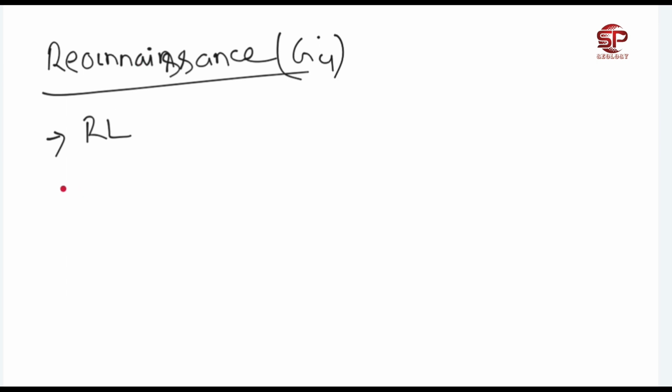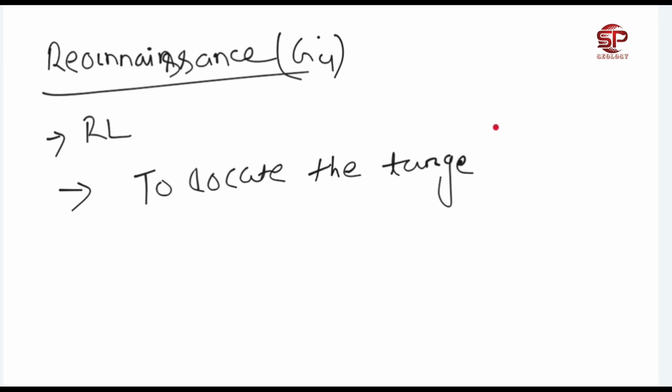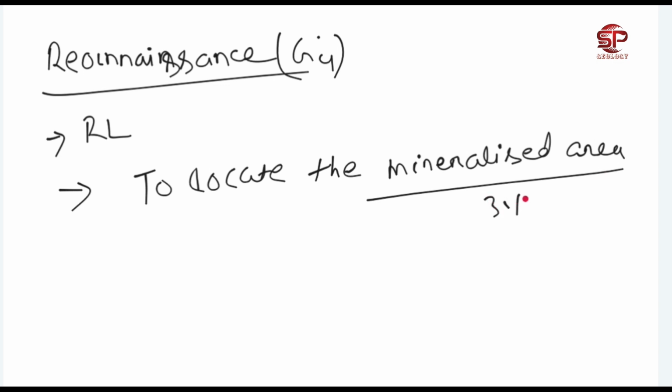So the main aim of the reconnaissance survey is to locate the target mineralized area. It is done in 3 years. The time frame is 3 years. If you are not able to locate anything, then that is the end of the survey, the exploration ends. So you have to look for other possible areas.